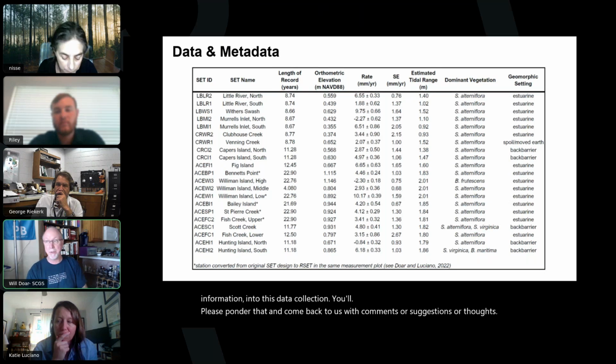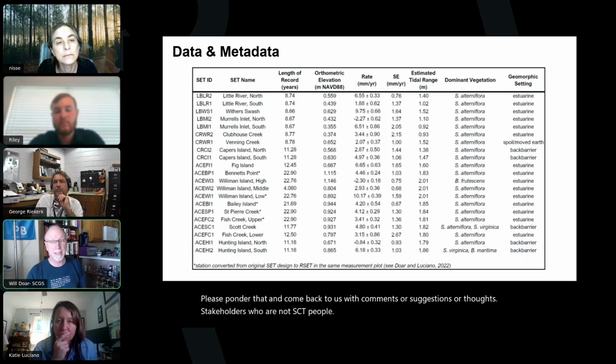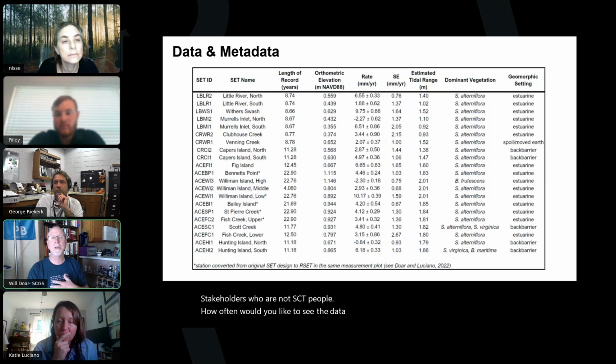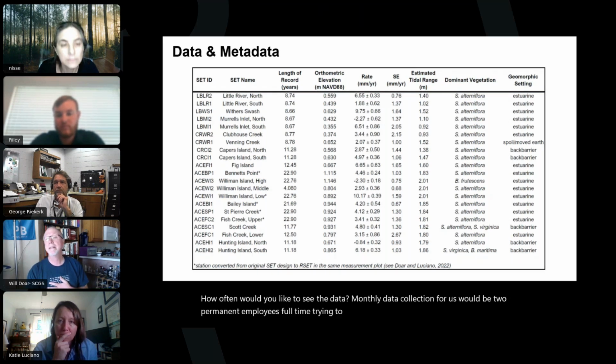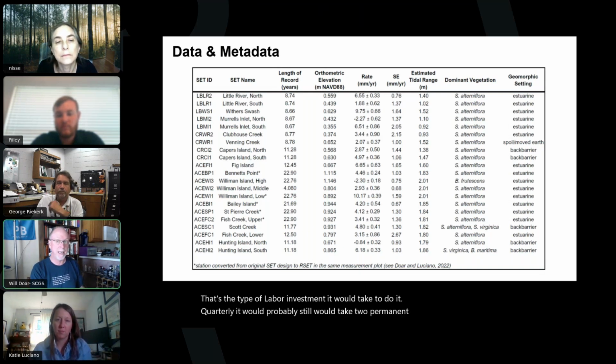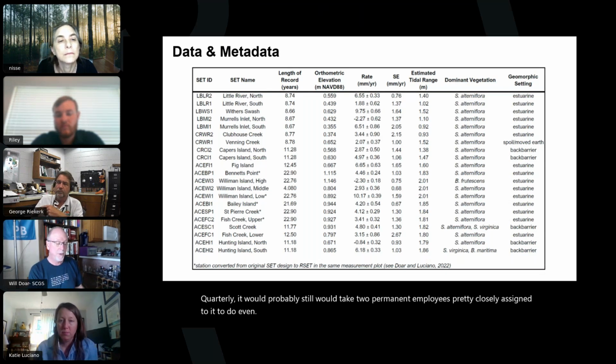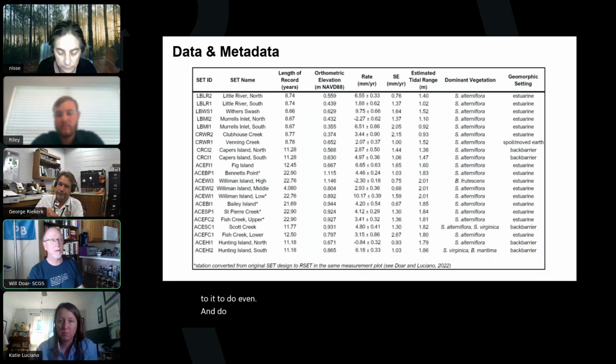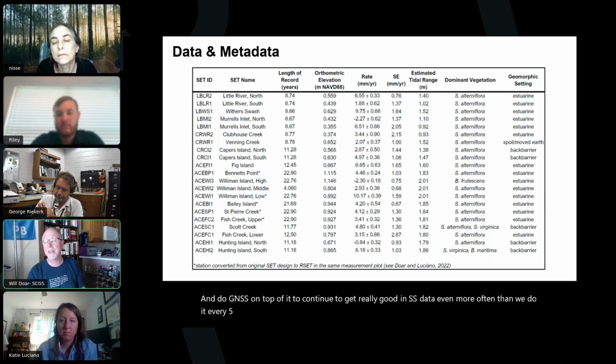Stakeholders who are not SET people, how often would you like to see the data? Monthly data collection would, for us, be 2 permanent employees full-time trying to measure our array every month. That's the type of labor investment it would take to do it. Quarterly, it would probably still take 2 permanent employees pretty closely assigned to it, and to do GNSS on top of it to continue to get really good GNSS data even more often than we do it every 5 years. So it's a lot of manual investment that goes into these.